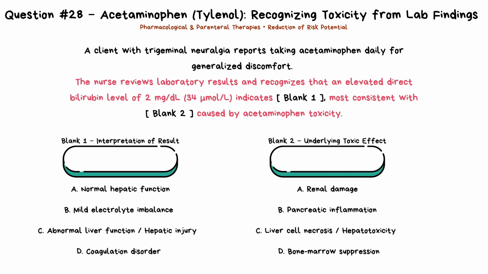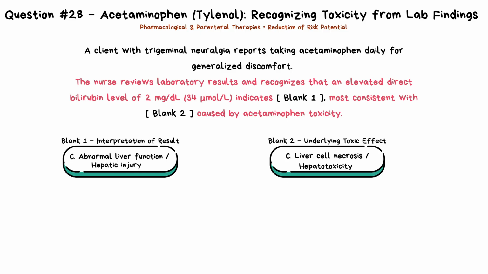Blank 2. Underlying toxic effect. A. Renal damage. B. Pancreatic inflammation. C. Liver cell necrosis or hepatotoxicity. D. Bone marrow suppression. All right, take a second to reason through it. Which combination fits the classic acetaminophen toxicity pattern? Blank 1. Abnormal liver function, hepatic injury. Blank 2. Liver cell necrosis, hepatotoxicity.